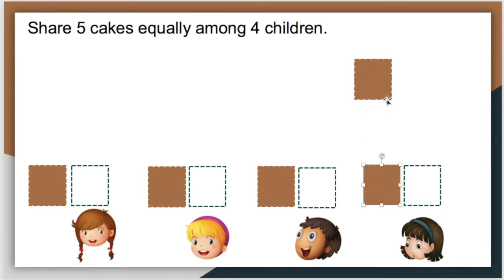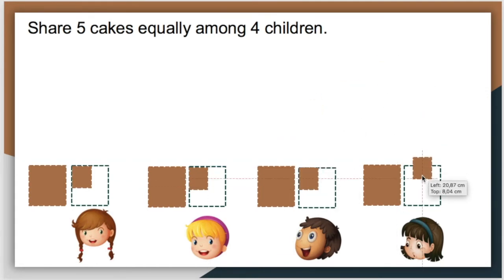Now we are left with 1 whole. Let's divide this into 4 equal parts so that each child will get a small part. So 1 part or a quarter goes to the first child, another quarter goes to the second child, another piece for the third child, and the last quarter goes to the fourth child. Now in this diagram, we can see clearly that given 5 cakes, it can be shared equally among 4 children and each child will get 1 whole and a quarter or 1 and 1/4.